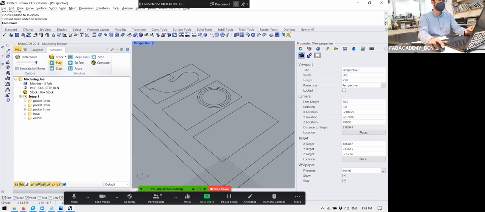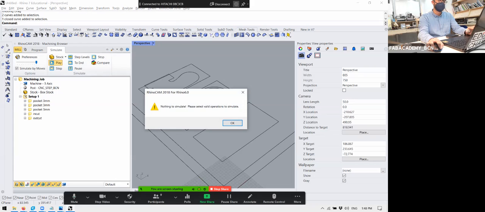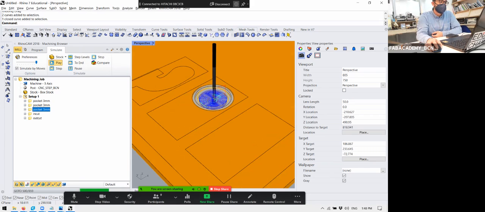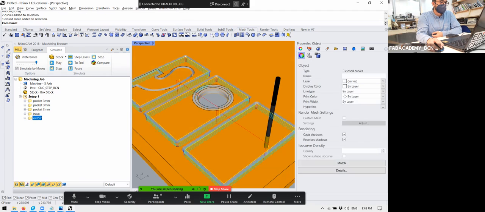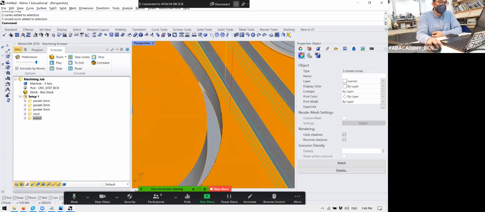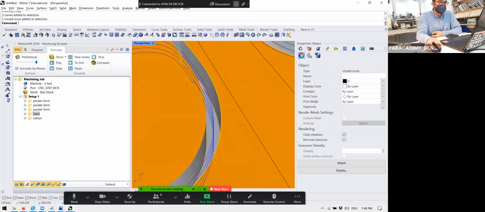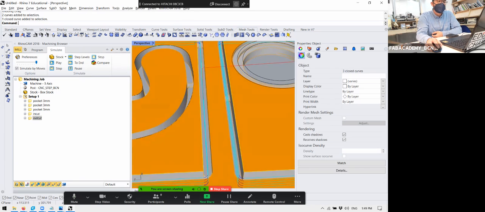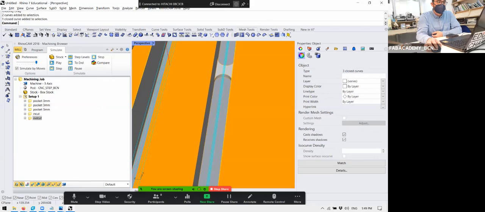So we just click simulate, play. We need to select something to simulate. Let's select everything. These are all inside cuts, no? The ones that were inside, they're inside cuts. Yeah, for example, this was the inside cut. We can see here it's inside the line. And the other one is the outside the line. And we can see the tabs here.